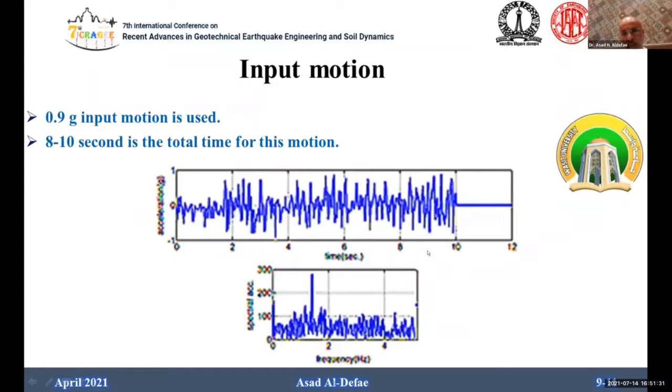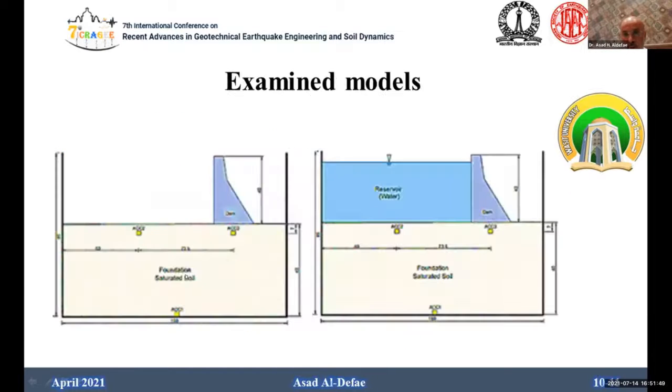The input motion used is a very destructive motion, about 0.9 input motion, just to investigate how the soil behaves under this very destructive motion, with a duration of about 10 seconds and a predominant frequency of about 1.6. Two tests are examined in this paper. The first one is the empty dam, and the other one is filled with water upstream, to investigate the dynamic response and seismic behavior of the soil and even the dam.